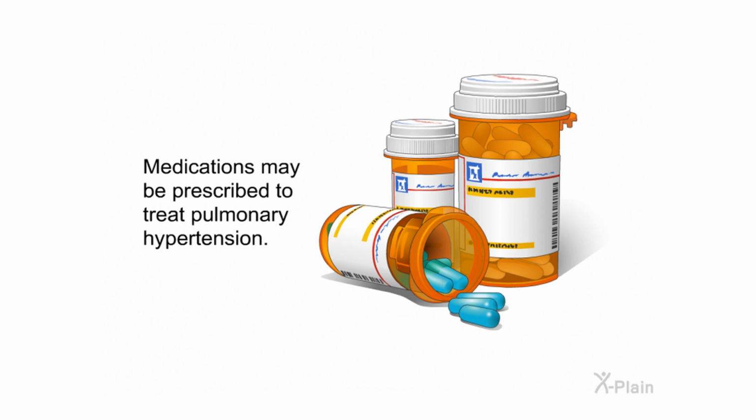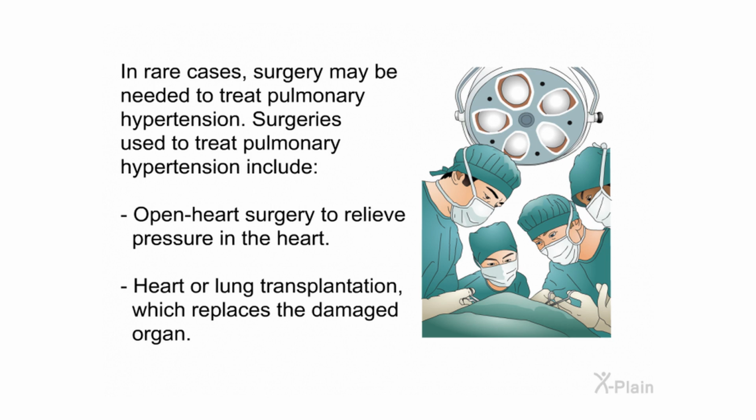Medications may be prescribed to treat pulmonary hypertension. In rare cases, surgery may be needed to treat pulmonary hypertension. Surgeries used to treat pulmonary hypertension include open heart surgery to relieve pressure in the heart, and heart or lung transplantation, which replaces the damaged organ.